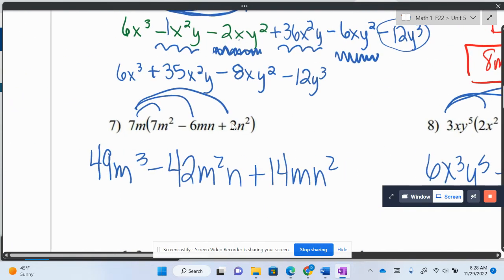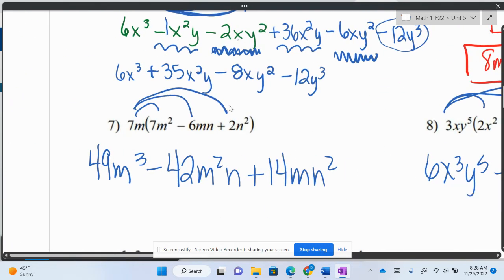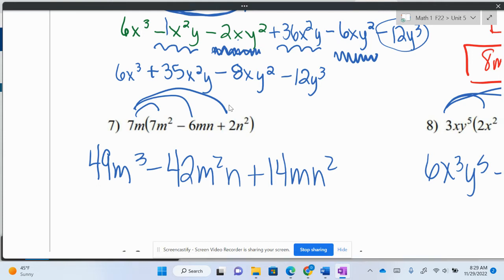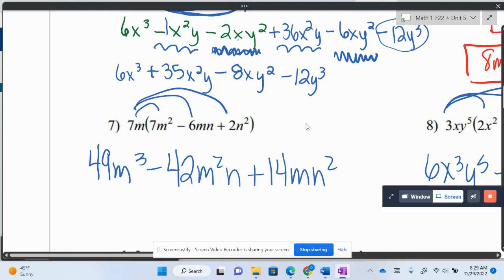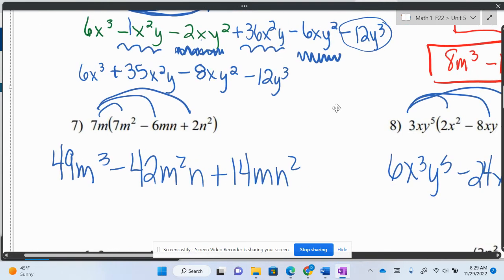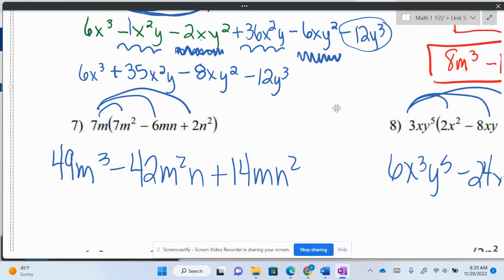Raise your hand when you have number 7 figured out. Okay, number 7. Lanaya, what'd you get? Perfect. 49m cubed minus 42m squared n plus 14mn squared.